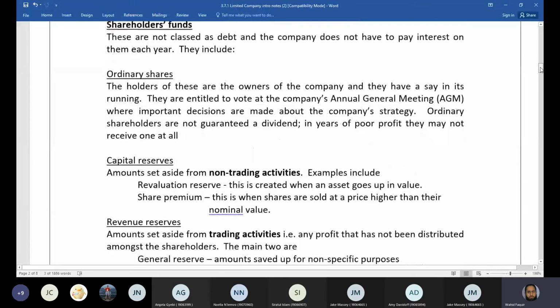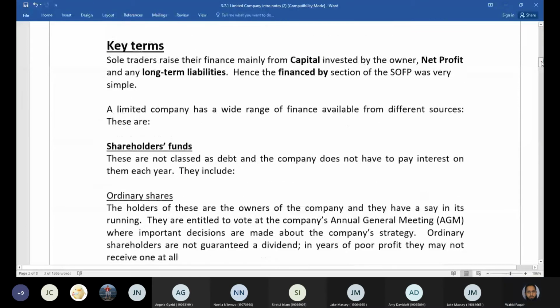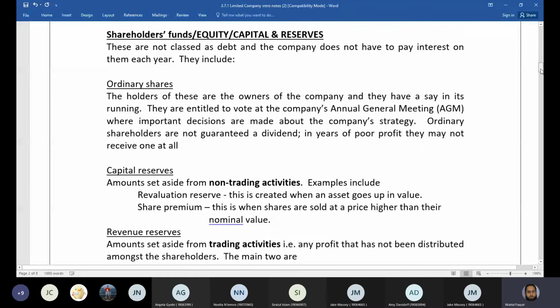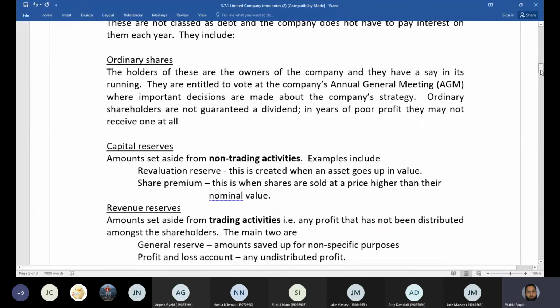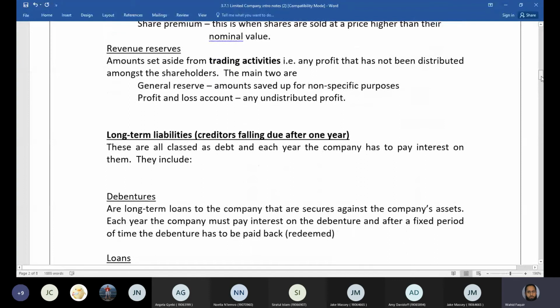Just going down there, shareholders funds. Remember what shareholders funds was? This is where you annotate, please. It was the equity section. And that was also known as capital and reserves, which is also known as shareholders funds. The bottom half of the balance sheet, and then you've got your definitions for the various things that came up there. Ordinary shares, capital reserves, revenue reserves, long-term liabilities.